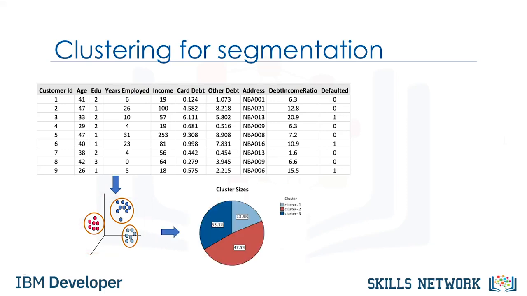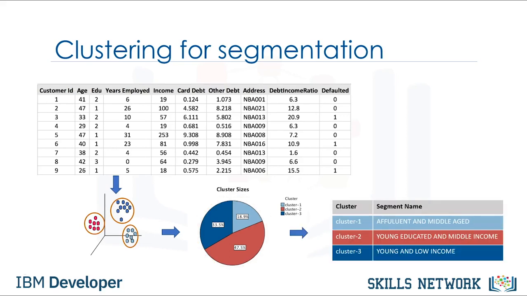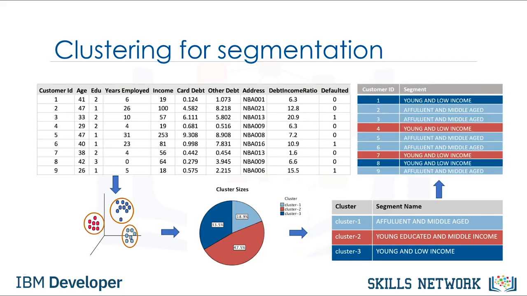It will partition your customers into mutually exclusive groups, for example, into 3 clusters. The customers in each cluster are similar to each other demographically. Now we can create a profile for each group, considering the common characteristics of each cluster. For example, the first group is made up of affluent and middle-aged customers. The second is made up of young, educated, and middle-income customers. And the third group includes young and low-income customers. Finally, we can assign each individual in our dataset to one of these groups or segments of customers.